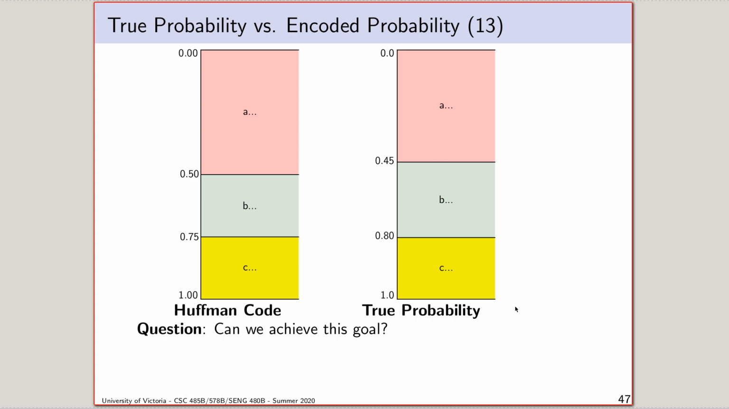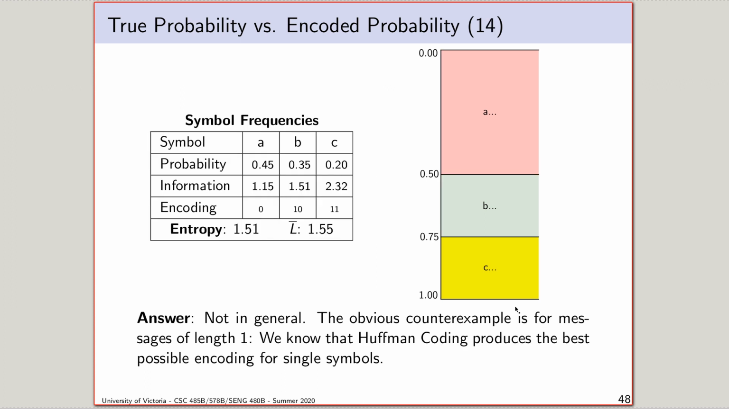Can I get it so that every bit sequence between 0 and 0.45 decodes to something beginning with A? Every bit sequence from 0.45 to 0.8 decodes to something beginning with B, and everything else decodes to something beginning with C. Can I actually do that? I can get pretty close, as it turns out. But I can't achieve it in general.